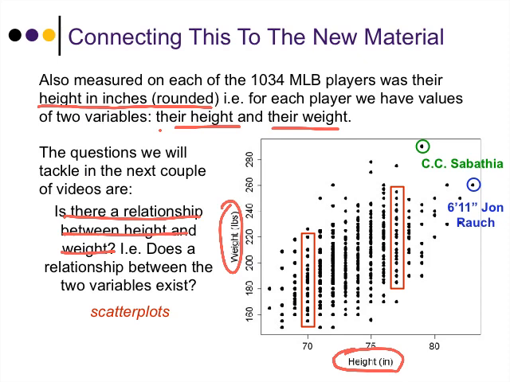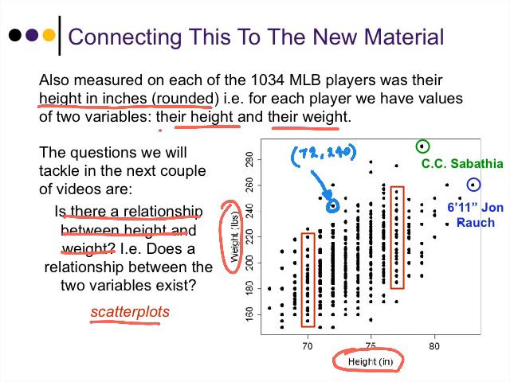So this here is what's called a scatter plot. Pick this point here. This point corresponds to a player whose height is roughly 72 inches, and their weight is roughly 240 pounds. So we take all 1,034 players, and for each one of them we construct such a point, and we call this a scatter plot. We're comparing height and weight for each player and seeing if there's some kind of pattern.